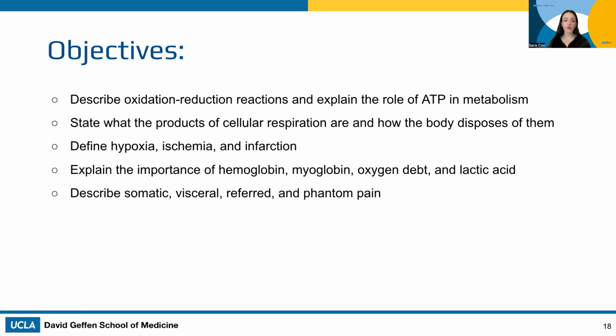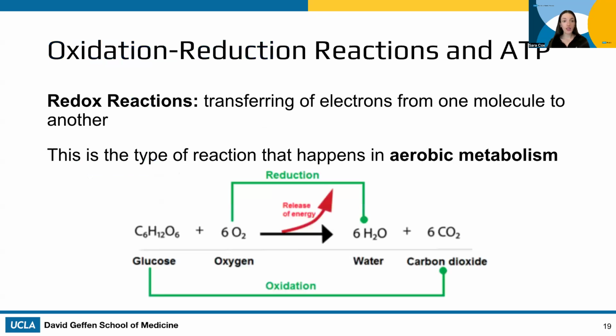We'll start all this off by introducing the idea of oxidation reduction reactions, oftentimes shortened to redox reactions. A redox reaction is the transfer of electrons from one molecule to another. Oftentimes, this is in the form of moving around hydrogen ions. This is the type of reaction that happens in aerobic metabolism, or metabolism with oxygen. Oxidation is losing electrons, and reduction is gaining electrons.